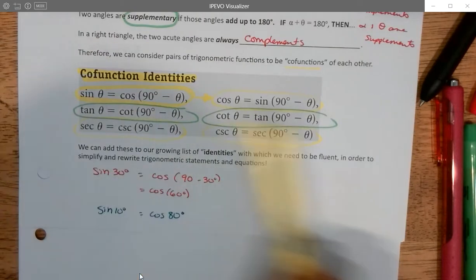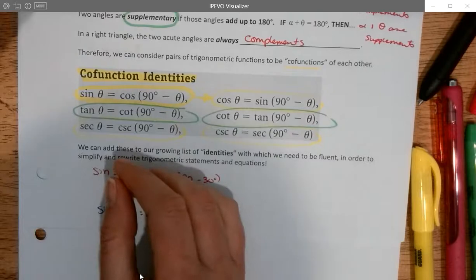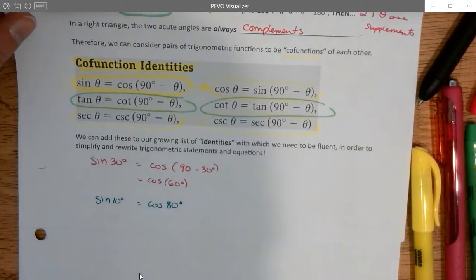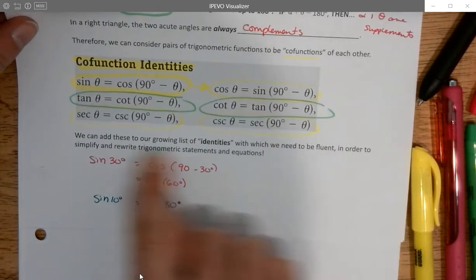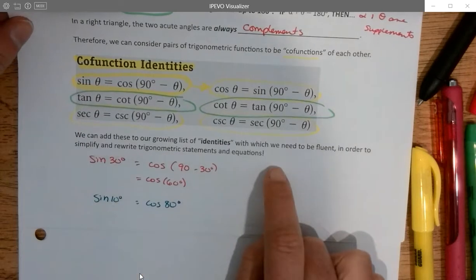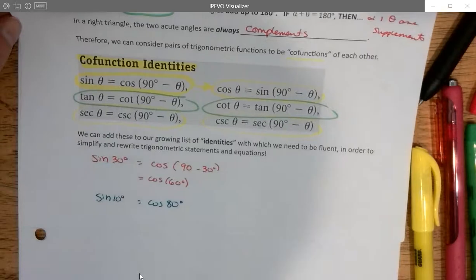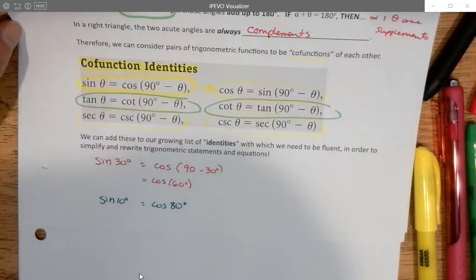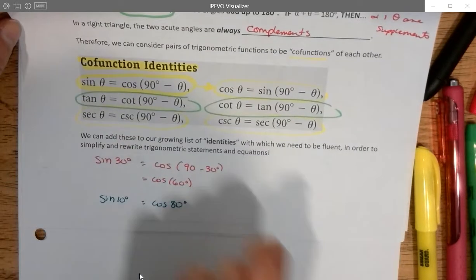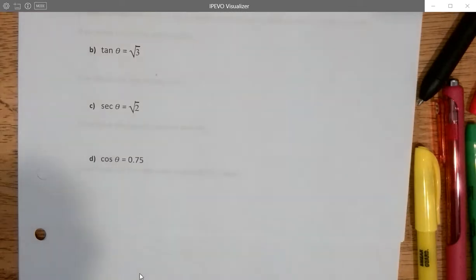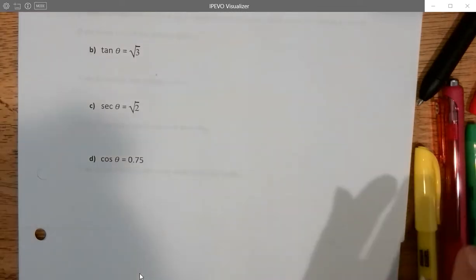We are going to have pages of identities. Check your pink sheets in the front of your notes. Pages of identities, which we need to be fluent in order to rewrite statements in terms of their identities, but we don't necessarily need to memorize them. I need you to be fluent with them and know to look for them, know what kind of identities exist. All right, so we're going to use some of these to evaluate.